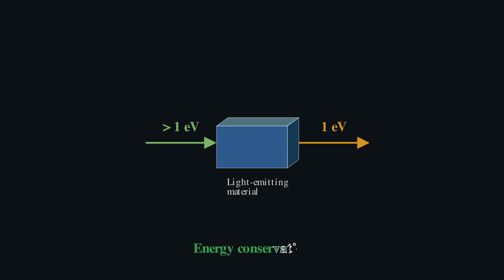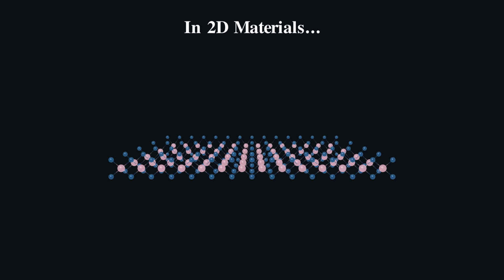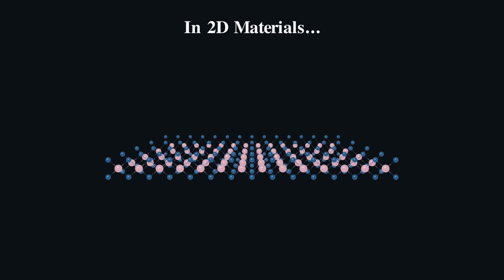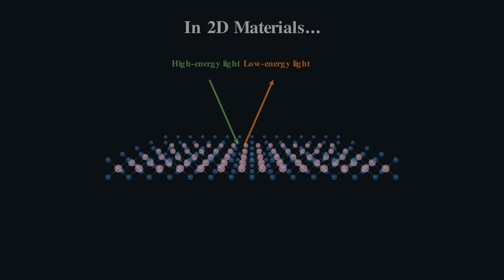That is just energy conservation. You cannot create energy out of nothing. And excess energy can always be converted to heat. In 2D materials, the process is depicted something like this. A high-energy light excites the material, which then emits a low-energy light.